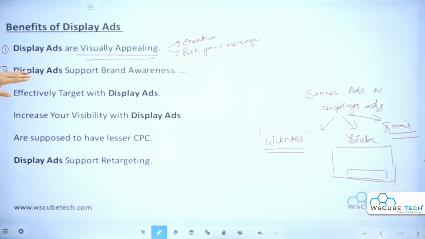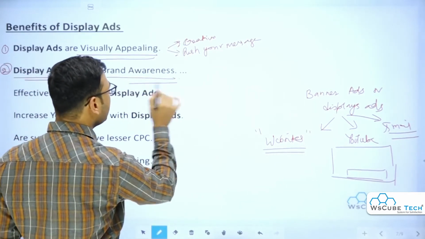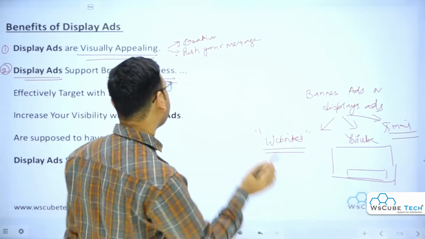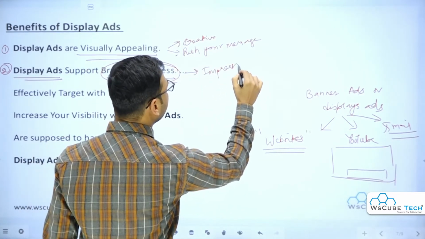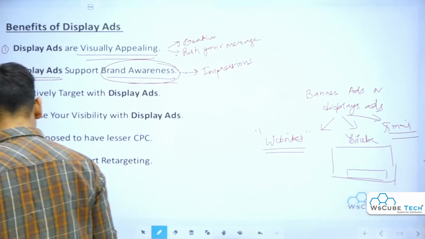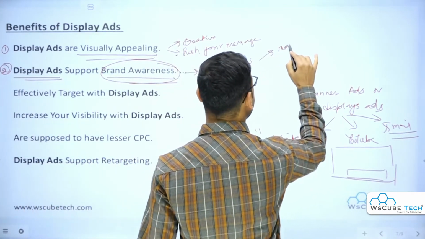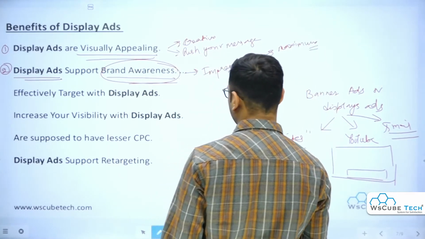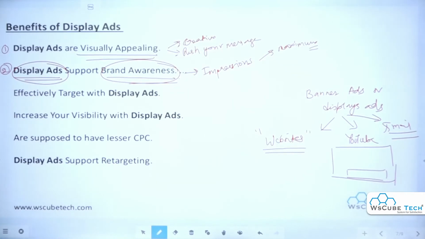The second one is display ads support brand awareness. Whenever you want maximum impressions, when we talk about brand awareness, it's all about the impressions. Whenever you are looking to run a campaign for the purpose of brand awareness, your main KPI or main goal should be getting the maximum number of impressions. That can be achieved through Google Ads. You'll get a maximum number of impressions, and if you compare the cost of those impressions with your search ads, the cost will be very low.